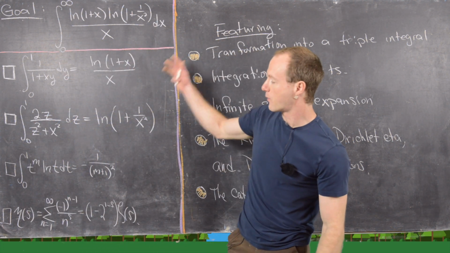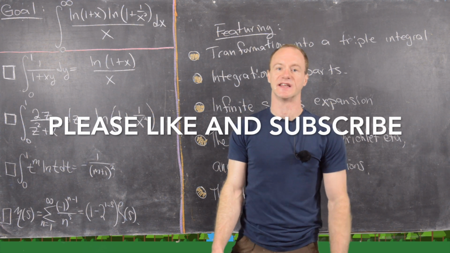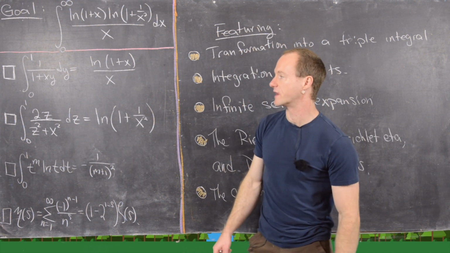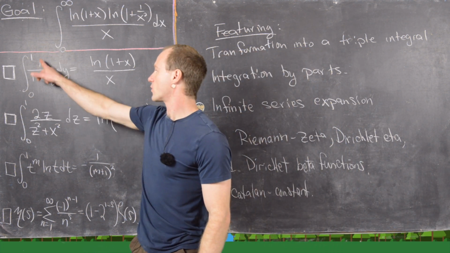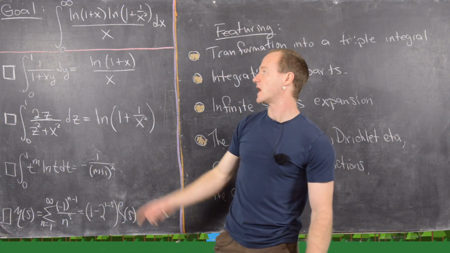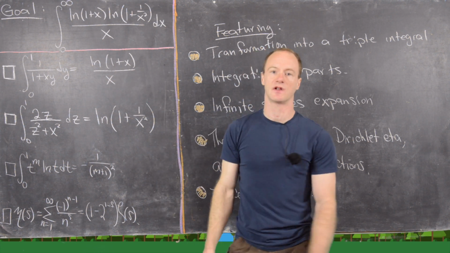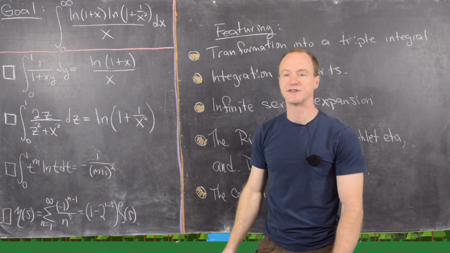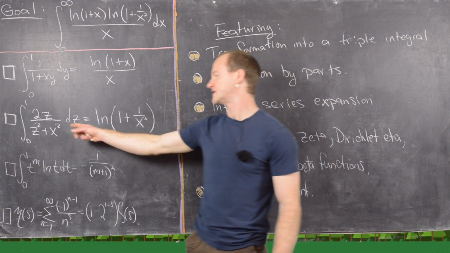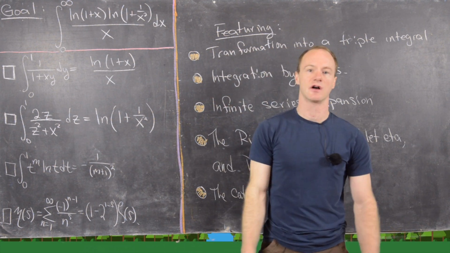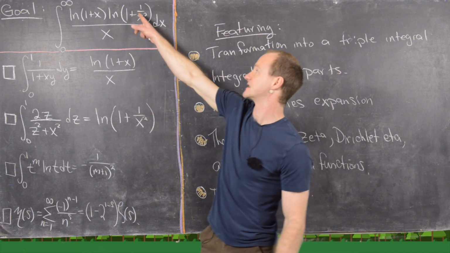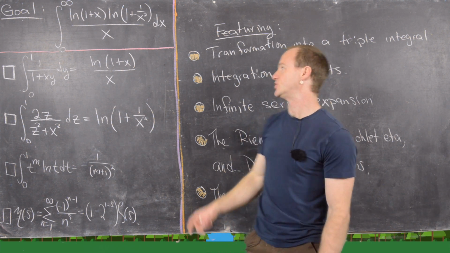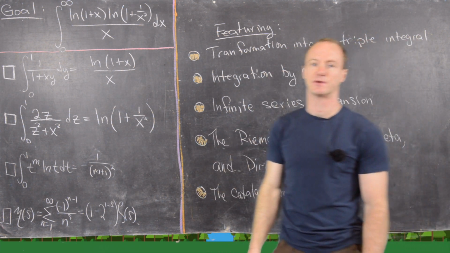Now, along the way, we're going to prove these 4 bullet points in order to make our solution a little more smooth. So the first one will be the following integral: 0 to 1 of 1 over 1 plus x times y, dy, is going to be this function, the natural log of 1 plus x over x. Then the integral from 0 to 1 of 2z over z squared plus x squared, dz, is the natural log of 1 plus 1 over x squared. So that's going to be that function. These 2 bullet points will really tell us how to transform into a triple integral, as we will see.